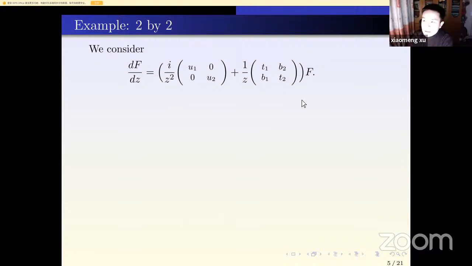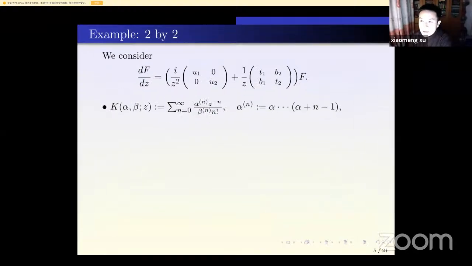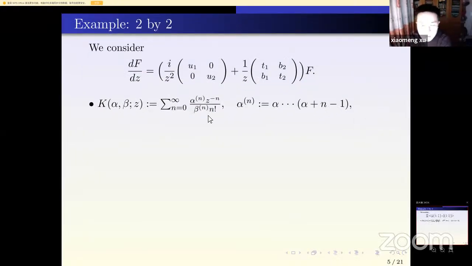Recall that if we want to write down the Stokes matrices, first we should write down a fundamental solution. For that, we need the so-called Kummer function. The Kummer function is an entire function of z which depends on another two parameters, alpha and beta. Here I give the definition in terms of power series, where this alpha power of n is defined as a multiplication of alpha up to alpha plus n minus one. This is a standard notation.